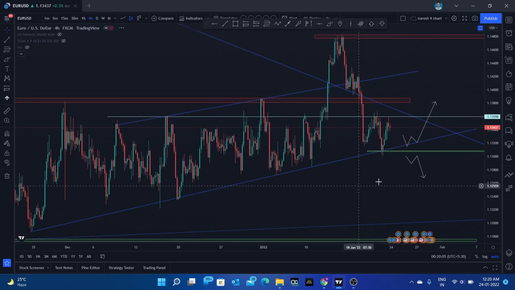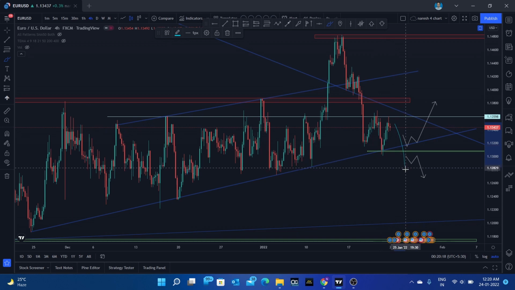So I'm expecting, if it is breaking this level, you can go short, but there is a higher chance it can retest this level again. It can happen something like this: if it can break this and come to this level, so this level again, and it can move back. So place the stop loss regarding that.